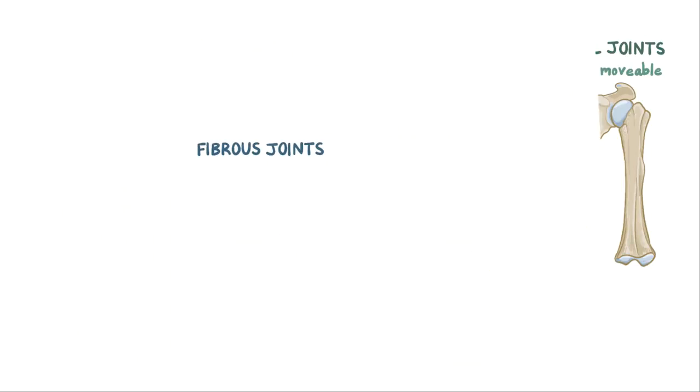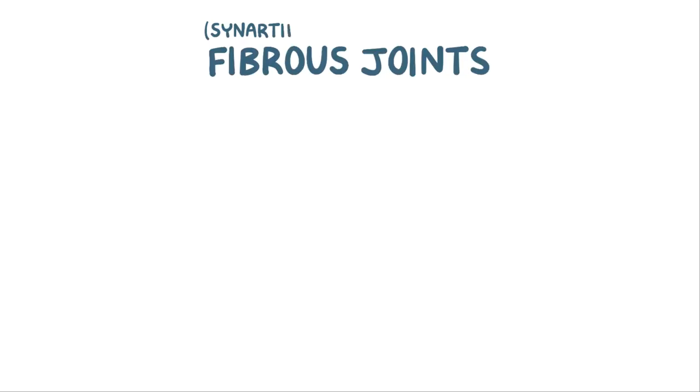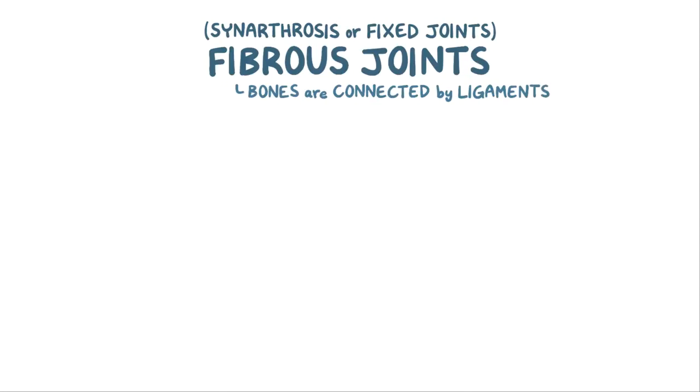Let's start with fibrous joints, which are also called synarthrosis or fixed joints. In fibrous joints, bones are connected by ligaments and they fall into three main categories, based on their location.